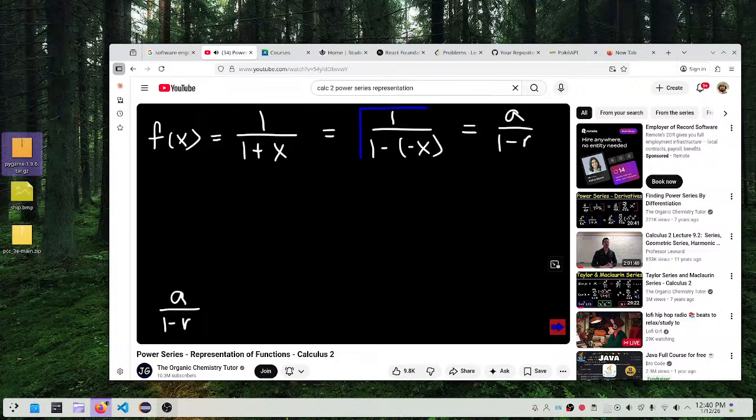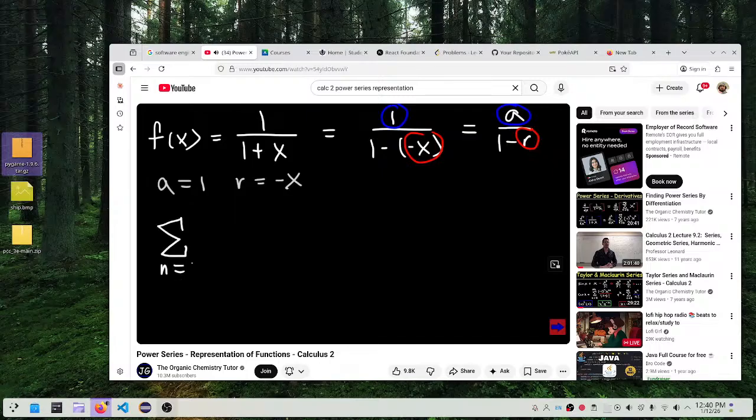So looking at this equation, what is a and what is r? So notice that 1 is equal to a and negative x is equal to r. So now that we have the a value and the r value, we can now write the geometric power series. It's going to be in this form, starting from 0 going to infinity, a times r raised to the n. So this is going to be 1 times negative x raised to the n power.